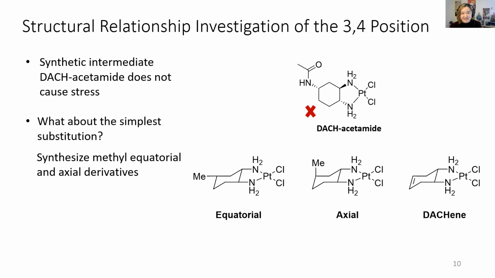But during our process in attempting to synthesize this, we realized that one of the synthetic intermediates for the process, docacetamide, which you can see on the slide, actually does not cause nucleolar stress. So we're worried that something about its size in that location might be hindering the induction of nucleolar stress. And so we decided, let's take a step back. What's the simplest substitution we can do? And so we started working on syntheses for methyl substitutions in both the equatorial and axial conformations. And a methyl group is just a singular carbon surrounded by hydrogens, and you can see how the equatorial and axial derivatives differ ever so slightly in their conformation structurally.